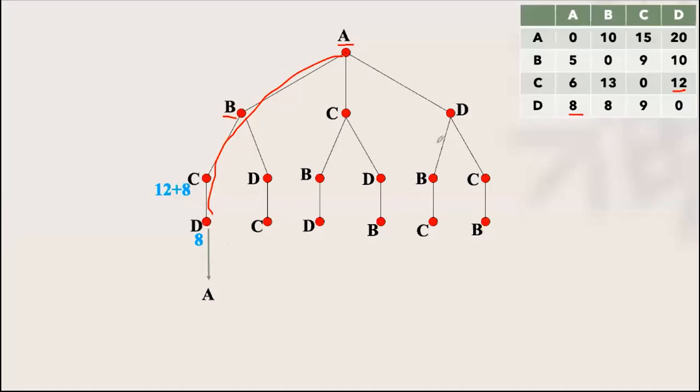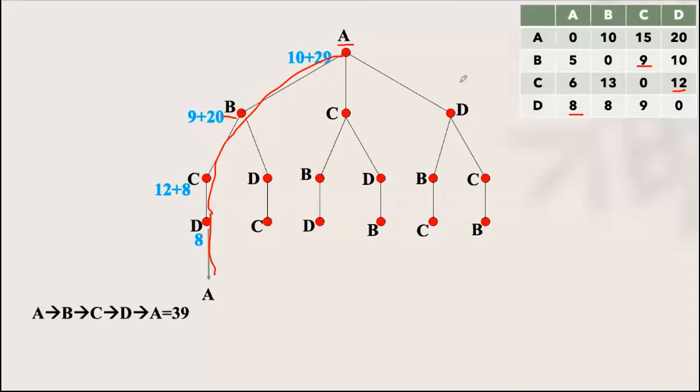Okay, 12 plus 8. Next, B to C. B to C is 9. 9 plus 20. This is 20. 9 plus 20. I am trying to find out the cost of this entire path. Okay. B to C is 9 and the earlier path was 20. Next, A to B. A to B is 10. 10 plus 29. It will be 39. So the cost of this particular path is 39. Okay. Similarly, we shall find out the cost of other paths.